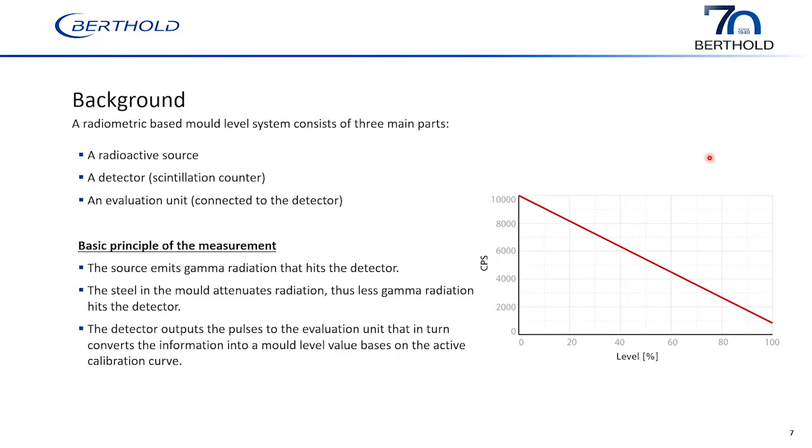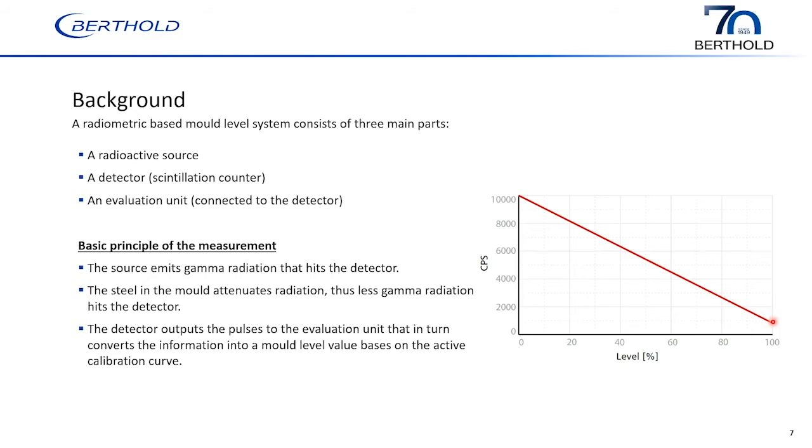So here is an example of a calibration curve for an evaluation unit. If we look at the zero level, that's zero level in the mold, we have 10,000 counts. So we have more counts when the mold is empty. When the mold is full, 100%, we here have 1,000 counts. And these are the two extreme points that we use for our calibration.